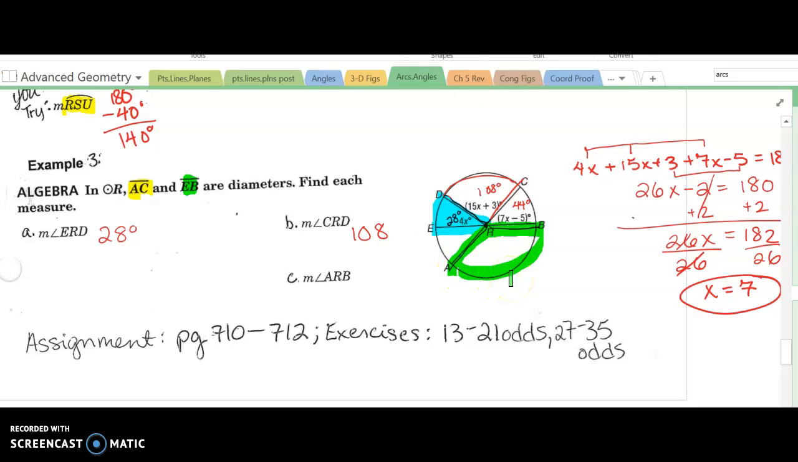but we can use a couple of different strategies. One is to use the linear pair to do 180 minus 44. Another is to use the vertical angle over here to add the 108 and 28. I'm sure there's another strategy, but those are the two that come to mind. As long as you get 136 for that angle, we're good, because again, there's multiple strategies to use with circles.